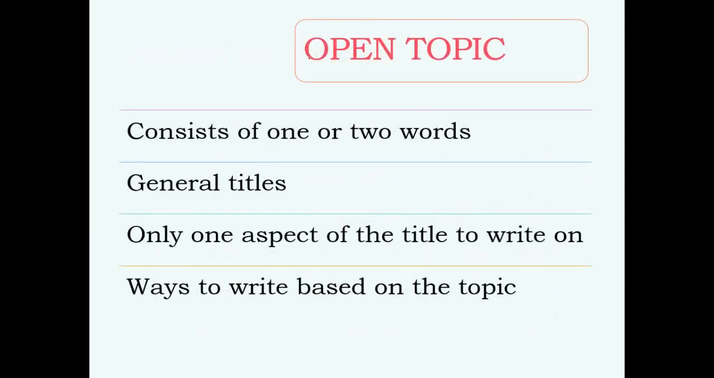Then you also have an open topic, or in other words, it consists of one or two words. So that means they'll just have, at number 5, you know, the famous things like pollution, family, friends, love. So it's just a general title and it's very open. Okay, the word pollution itself is really general. You can talk about so many things, but just pick one aspect that you want to write on, because you're not going to write about everything within that period of time.